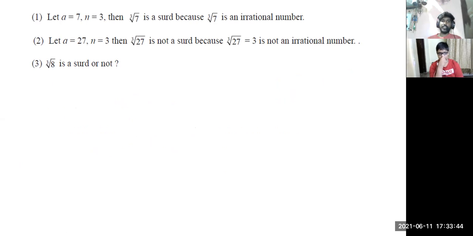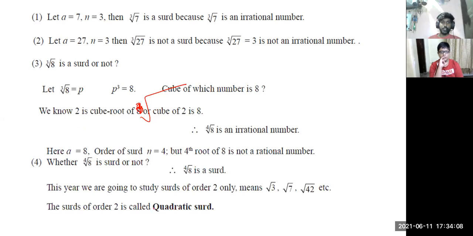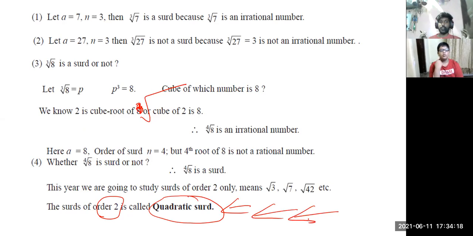In the exercise, we will be seeing only second order. That means only square root surds will be seen. We'll not be seeing cube root, 4th root, 5th root, and so on. We'll only have examples of square root surds. Also, one thing: the surds of order 2, that means square roots, are also called quadratic surds. Keep this point in mind: quadratic surds, that is surds of order 2, meaning square roots.